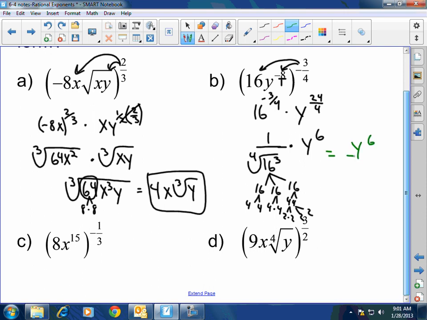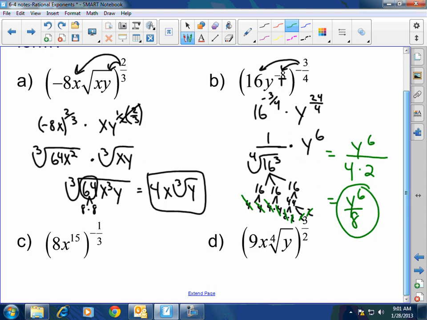So I got y to the 6th in the numerator. I got 1, 2, 3, 4 4s. That comes out as a 4. Then I've got 1, 2, 3, 4 2s. Comes out as a 2. So I'm going to have y to the 6th over 8 would be my answer.